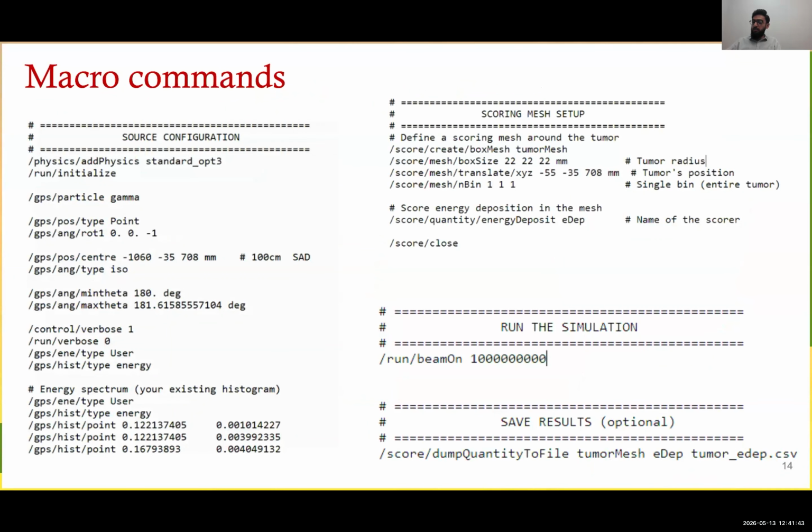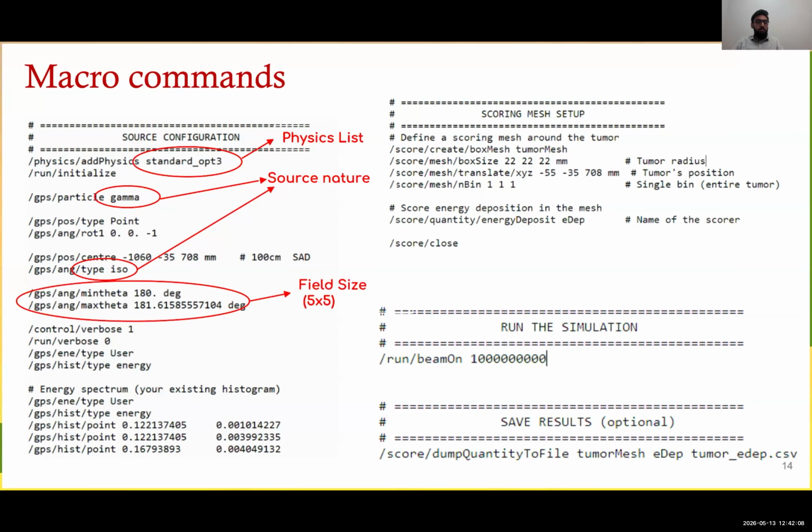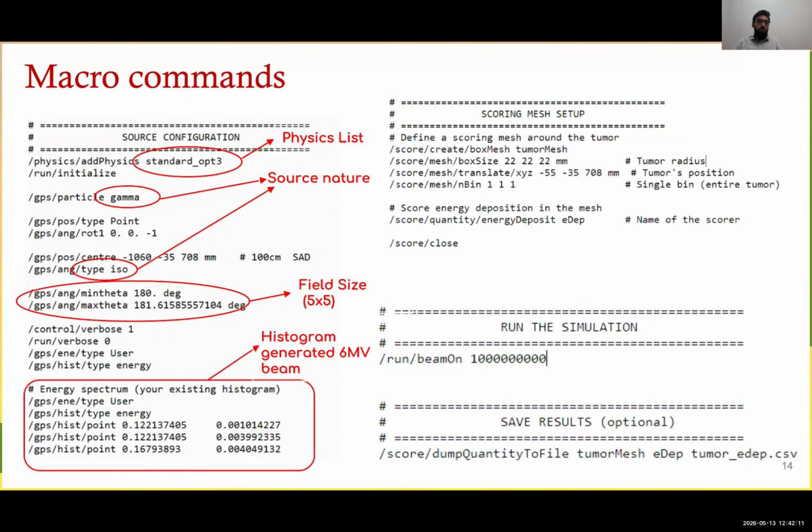These are some computational work here. I would not mention the detailed detector construction and the run action files, etc. A basic introduction: we use physics option 3 for this study, and we use gamma particles, and the source is chosen as an isotropic source. The source has been designed from the histogram generated for a 6 MV beam. Initially, we studied it for the 5x5 field size, and then later, using the GPS command, we increased it to 10 cross 10, 15 cross 15, and 20 cross 20 centimeter square.